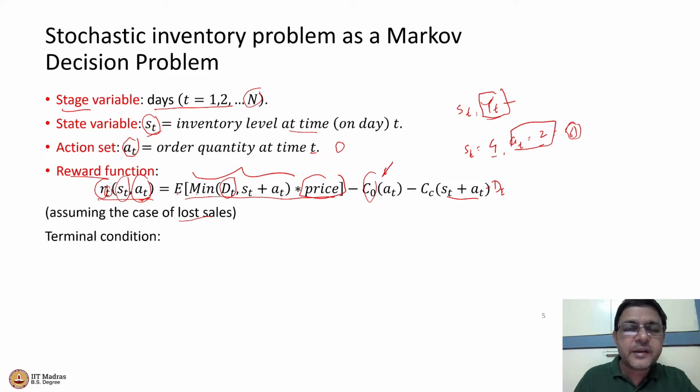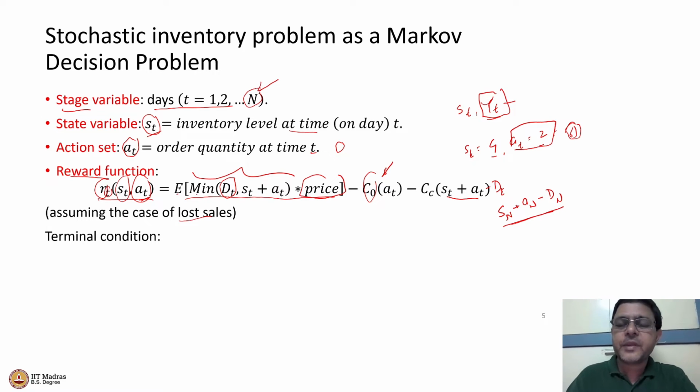Okay. So what is the terminal condition? If I assume a finite time horizon, what's going to happen in the last time period? In the last time period, whatever inventory is left over, what will that be? In the last time period, you are going to start with a beginning inventory of s_n. You may place some order a_n. You have to meet the demand in the last time period, which is d_n, right? So this is the amount of inventory that is left over in the nth, which is the last time period. There is no future beyond this, right? Because this is a finite time horizon problem.